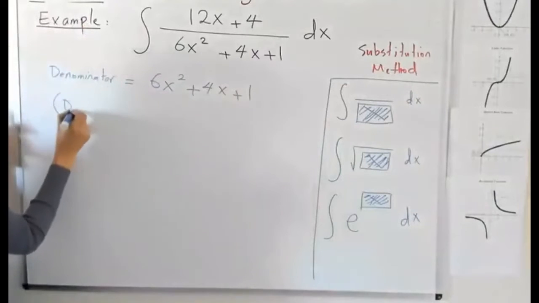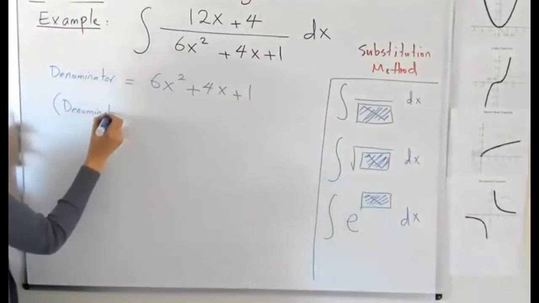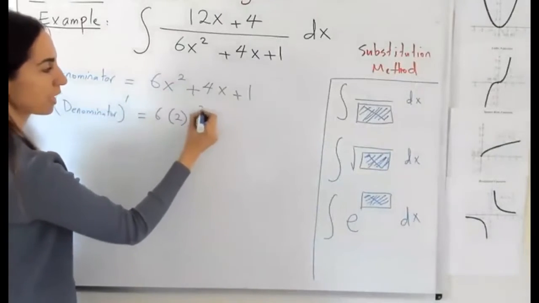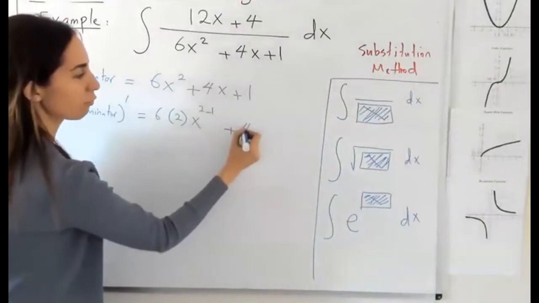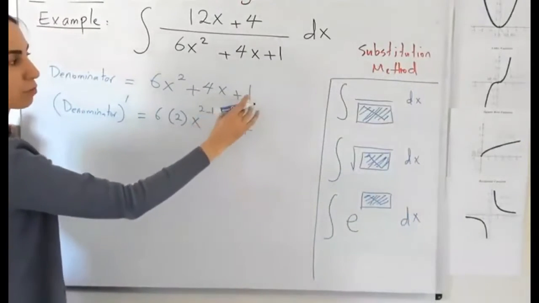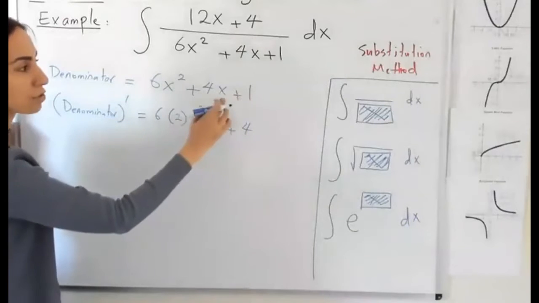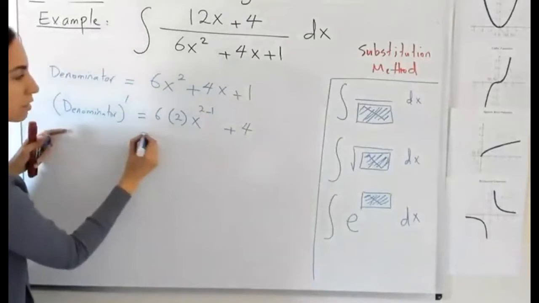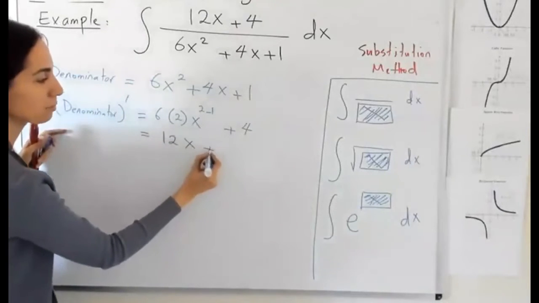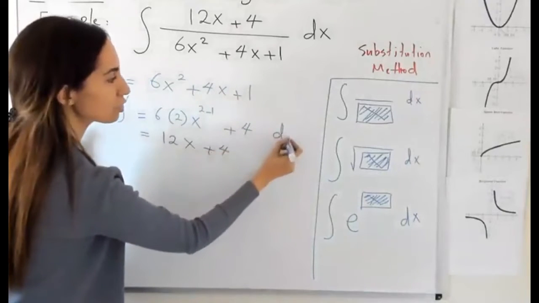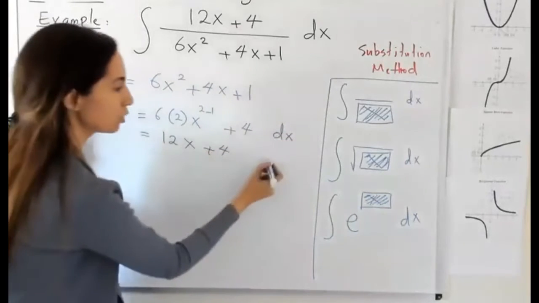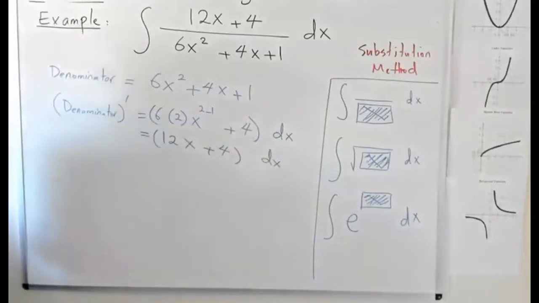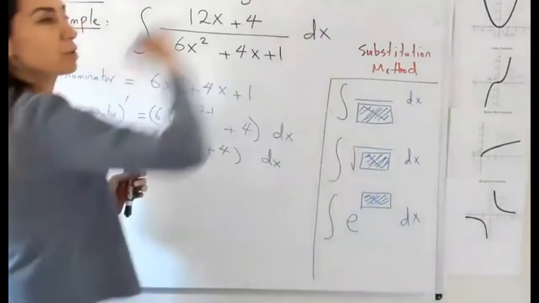Take the derivative of your denominator. It is 6 times 2 times x to 2 minus 1 plus 4. The derivative of 4x plus 1, the derivative of 1 is 0, and the derivative of 4x is 4. So the derivative of your denominator is 12x plus 4. And since you took the derivative with respect to variable x, you add dx next to it. Okay. Now take a look at your integral.